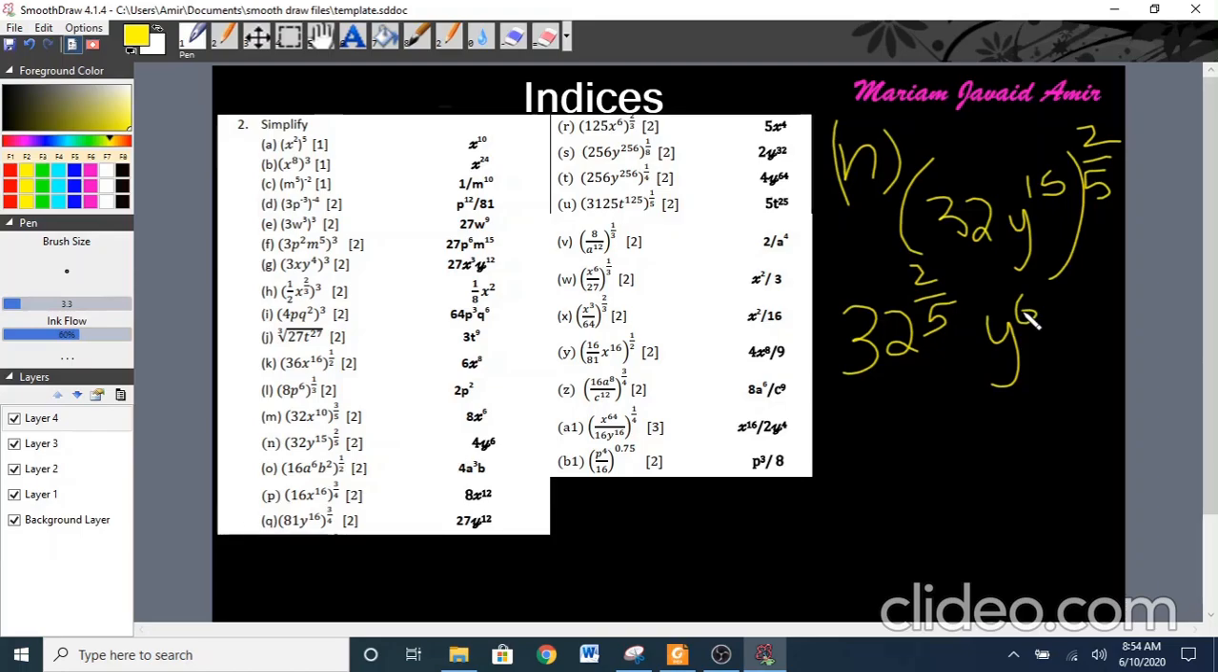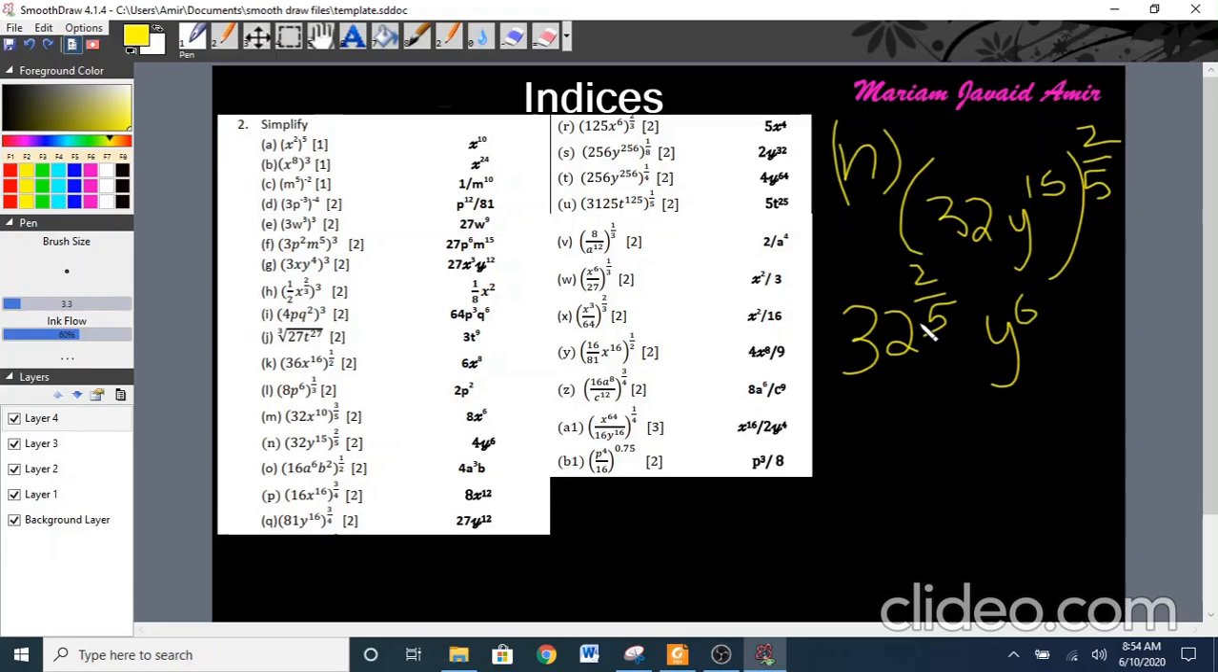So again either enter this in your calculator, or another way of doing it is take fifth root of 32 first. So fifth root of 32 will be 2, because 2 times 2 times 2 times 2 times 2, I hope I said that 5 times.